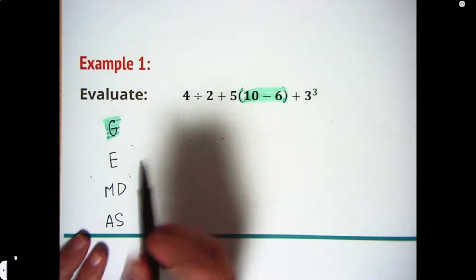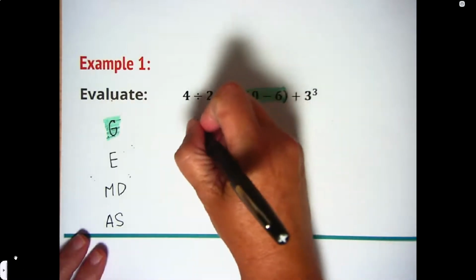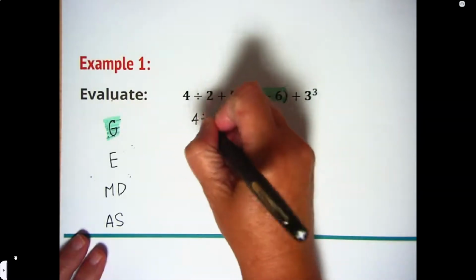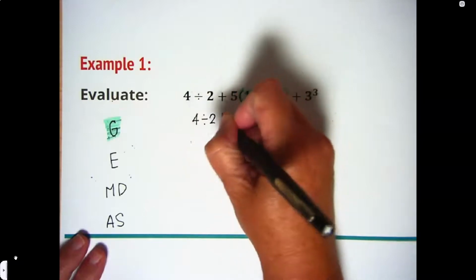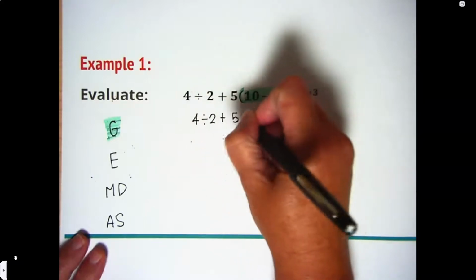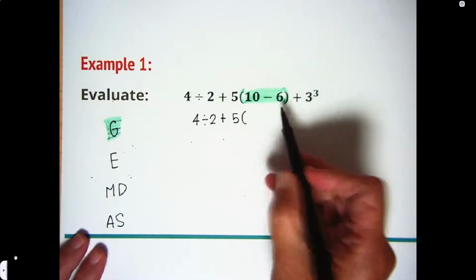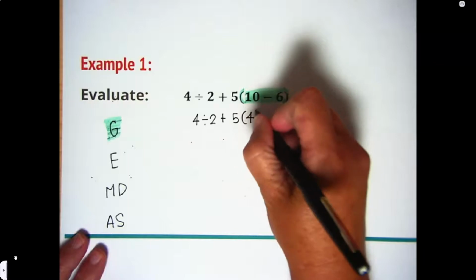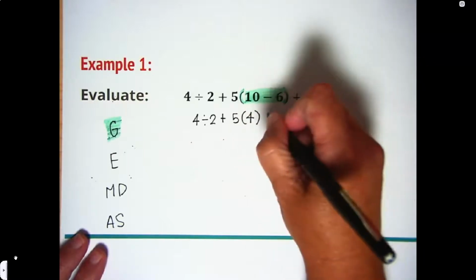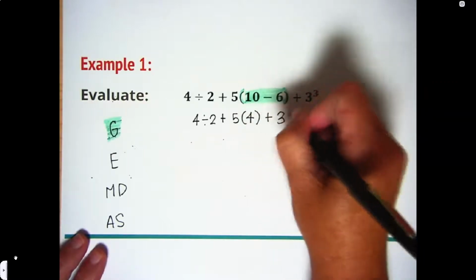I'm going to start at the beginning of my problem, and I'm just going to bring stuff down. 4 divided by 2 plus 5 times. And now I've reached what I wanted to do. 10 minus 6, I know is 4. So I'm going to put that inside my parentheses and then bring down my plus 3 to the third power.